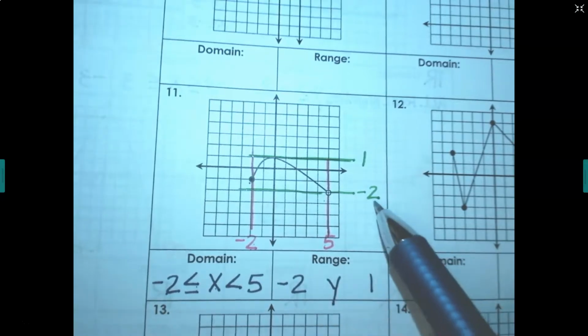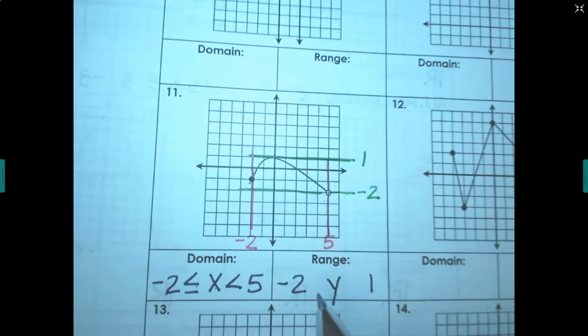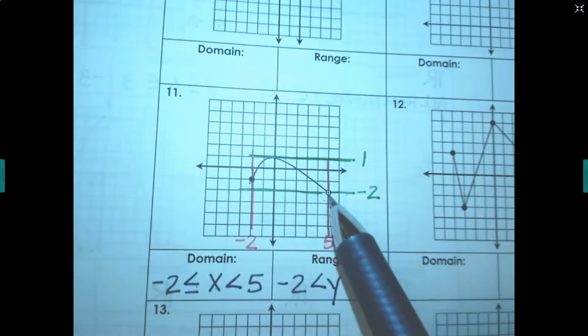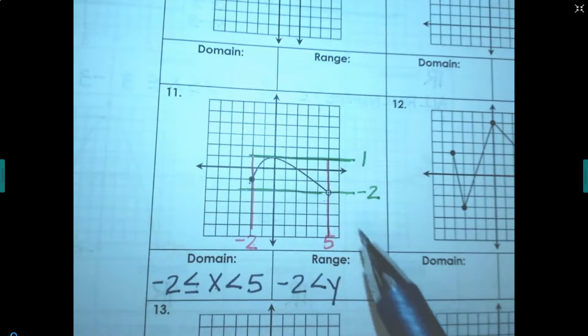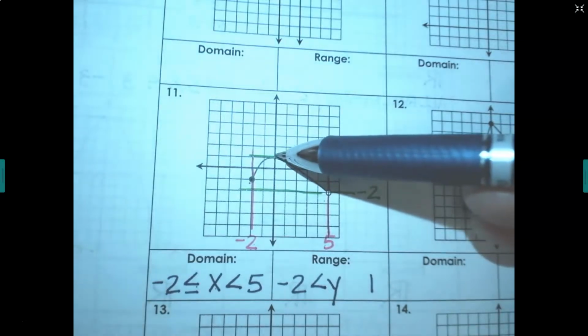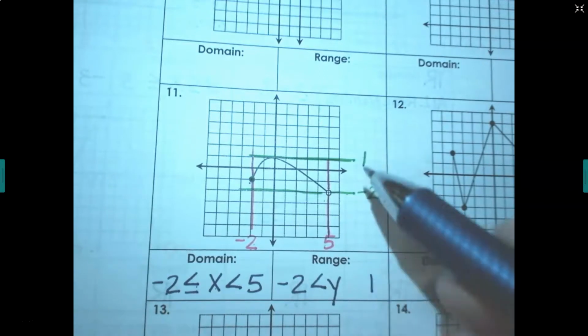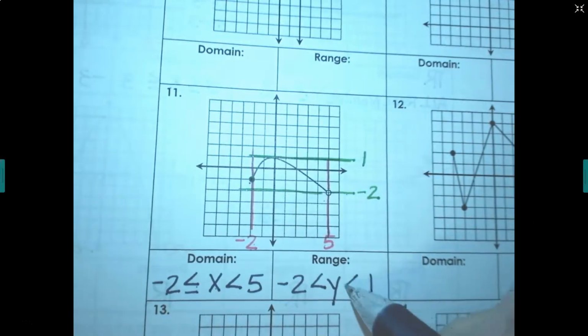Okay, so compared to -2, the graph is above -2, so it's greater than. The y's are going to be greater than, but they're not going to be equal to -2 because of that open circle. On the top side, they get up to 1 and turn around. They don't go past 1, but it's a solid line right there. It's not an open circle. So the graph is under that 1, so it's less than or equal to.